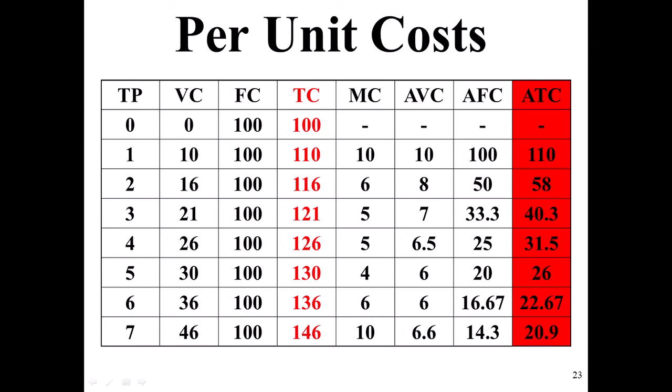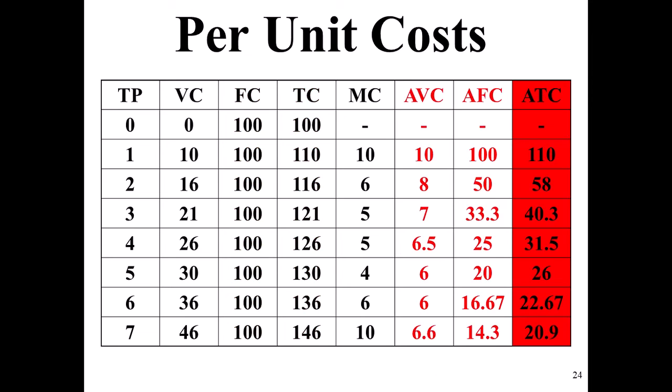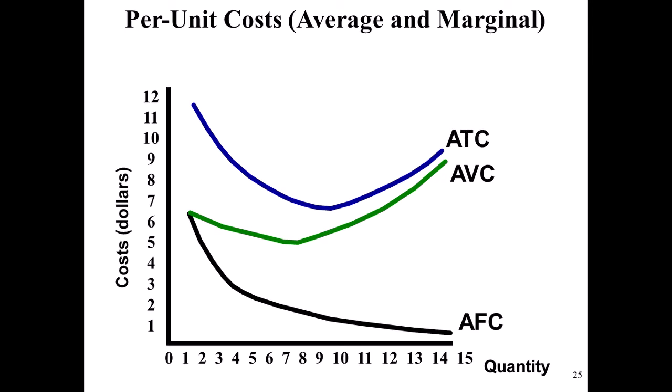Going back, the average fixed cost is an asymptote. It gets lower and lower each time because the fixed cost does not go up. The more you produce, the lower the cost is. It's an asymptote because when you look at it on a graph, which we will in a little bit, it just gets smaller and smaller, like that. And then you have your average variable cost, your average total cost, and your marginal cost.